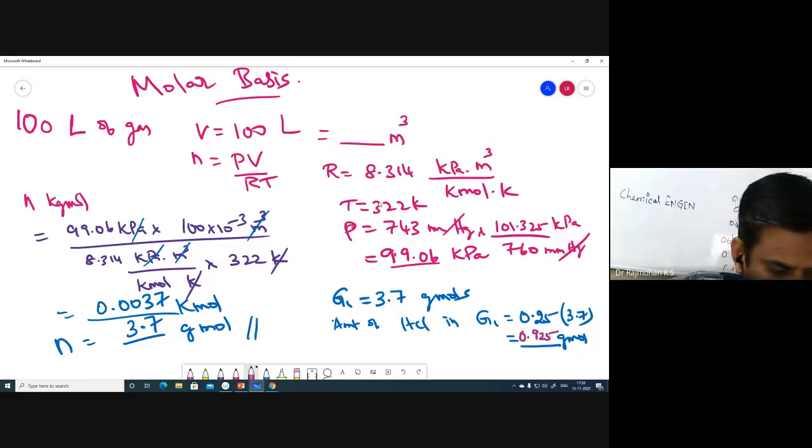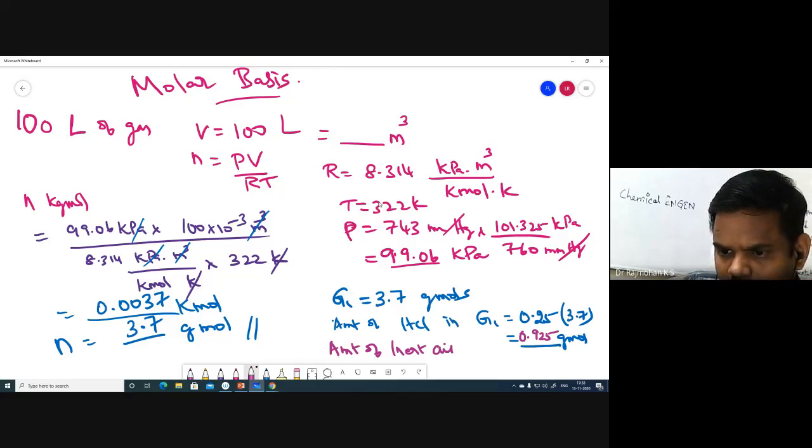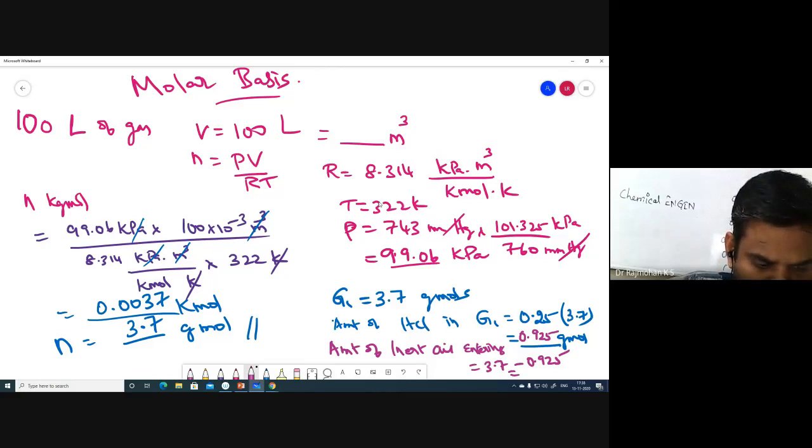So this is 0.925. Then what is the amount of inert air entering? It is equal to 3.7 minus 0.925. How much? 2.775.